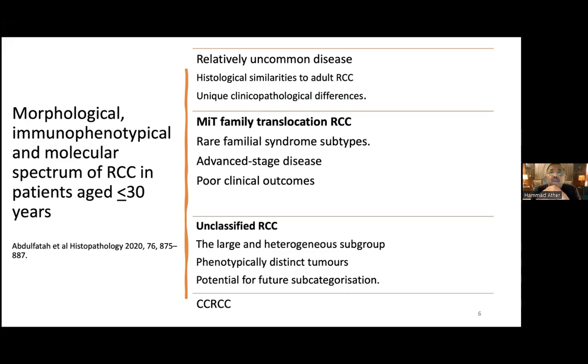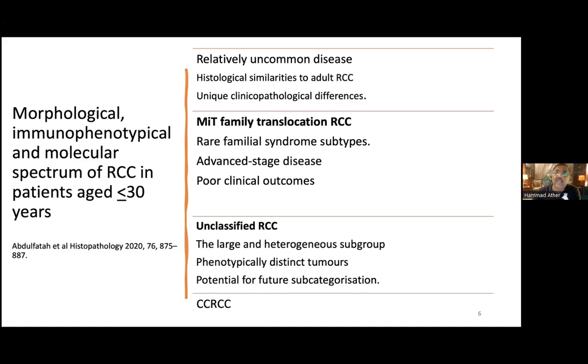The MIT family translocation RCC is one example of this clinical pathological difference, something that you probably would see very infrequently in the elderly population, but you would see relatively frequently among younger adults. It's a rare familial syndrome. It usually presents with advanced stage disease, poorer clinical outcome. There are a lot of tumors which are unclassified RCCs, which are recognized among the younger patients.